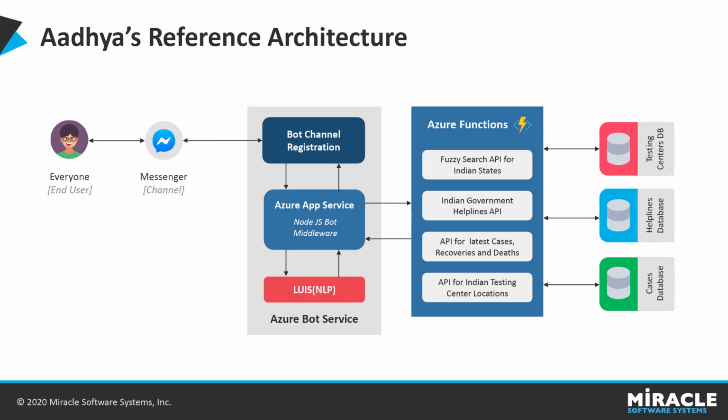We also built a fuzzy search API for all the Indian states in India, so that even if users don't give us the exact state name, we're still able to identify which state information they're looking for. So for example, users can come and ask Aadhya, can you give me the latest recoveries in Andhra instead of Andhra Pradesh? And still our bot will be able to use the fuzzy search that we have and understand that Andhra, the entity, means Andhra Pradesh, the state.